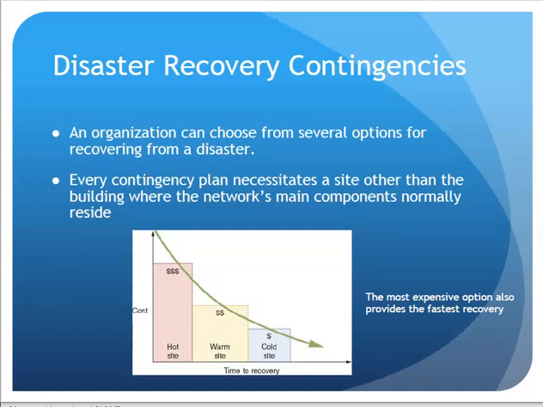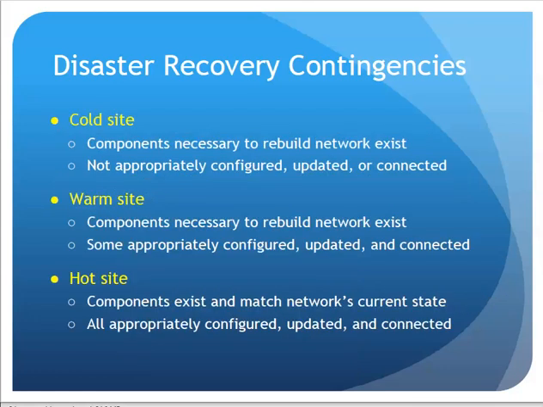An organization can choose from several options for recovering from a disaster, but they are going to cost different amounts of money. A hot site will be the most available or useful, but it's going to cost the most. A cold site is going to cost the least, but it's going to take longer to get up and running. So as I look at these, with a cold site, the components necessary to rebuild are there, but they're really not configured or connected. They're just maybe sitting on a shelf, if you will. I've got to get them out, power them up, connect them up. I might even need to install things on them.